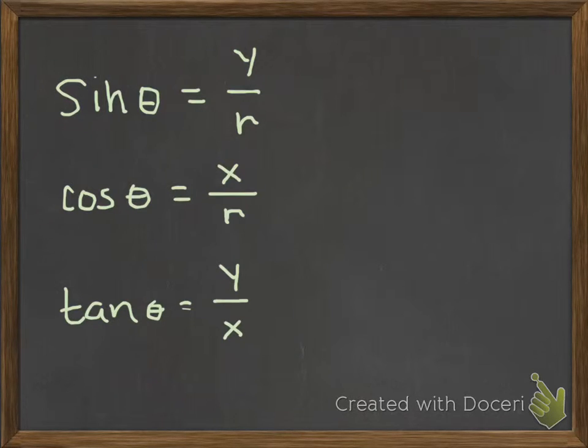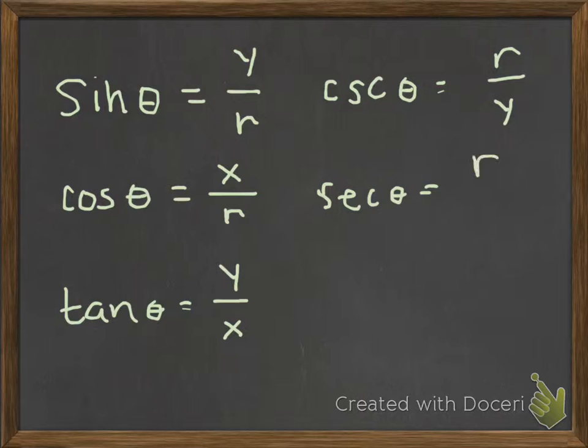So now the other 3 trig functions, again, I set them up for a reason. So my cosecant is always written right next to sine, and the reason for that is that they are the reciprocal of one another. So cosecant is r over y. Secant of theta is r over x. And I'm sure you could take a guess and figure out that cotangent is x over y.